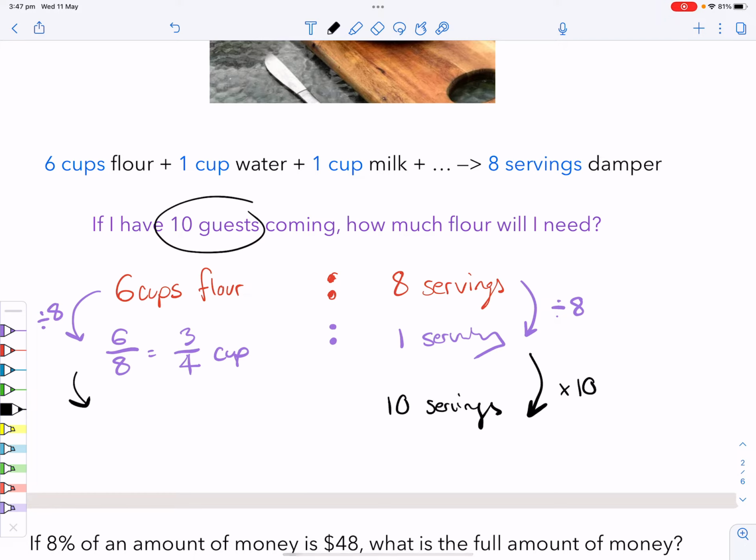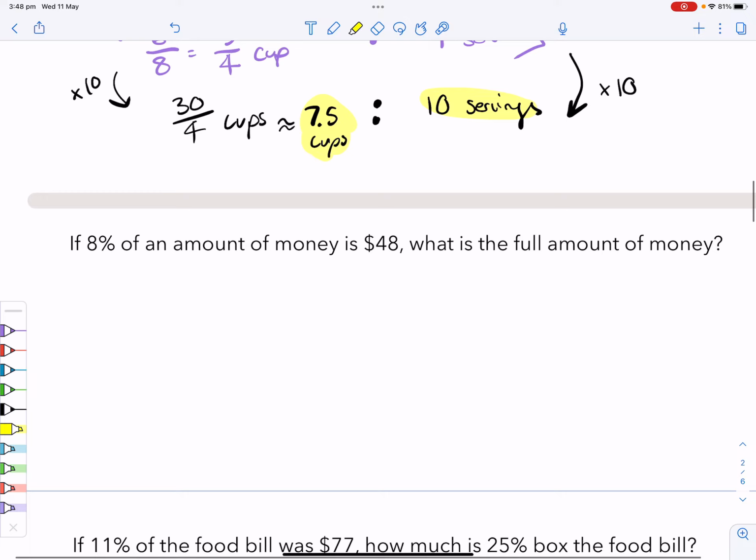And if we do that to this side as well, so times by 10, we should get 30 over 4 cups, which is roughly equal to, I think it's 7.5 cups when I punch it into some short division there. So there's our answer. We would need 7.5 cups of flour to provide enough for 10 guests. That's 10 servings. So that's where this can be used out there in the wild. I'm not aware of any other real world occasions, but this is something that just triggered my memory, and now you know. Right, so let's do some more of the basic ones that are from the book.